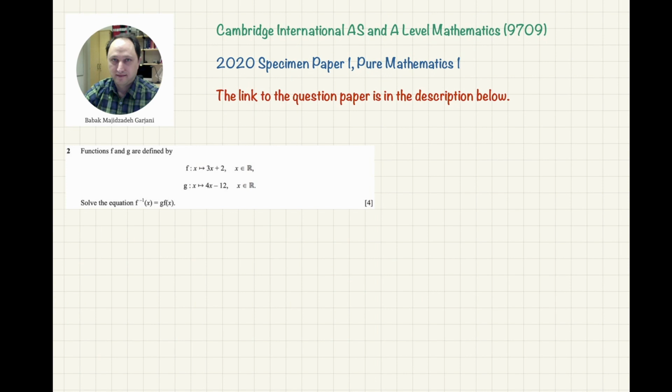Let me read the question for you first. Functions f and g are defined by f: x goes to 3x plus 2, x belongs to the set of real numbers R, g: x goes to 4x minus 12 for all values x in the set of real numbers R. Solve the equation f inverse of x equals g of f of x. Okay.